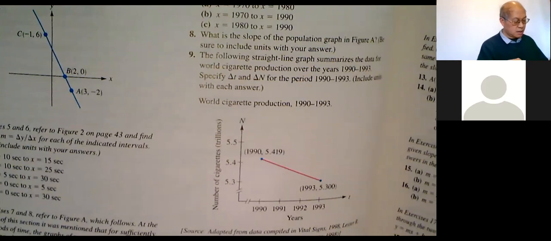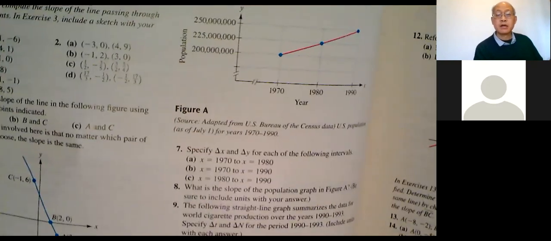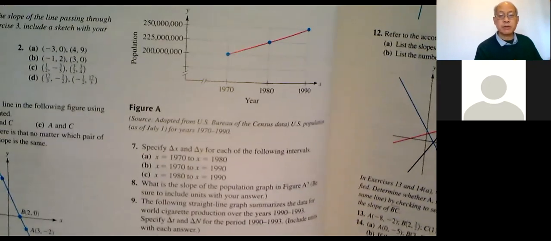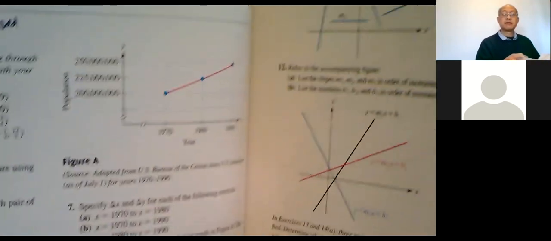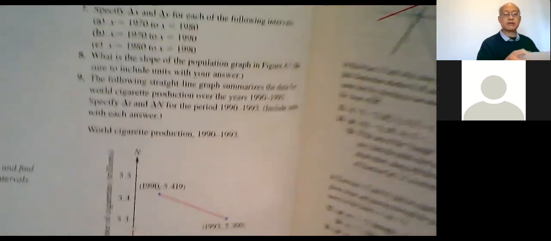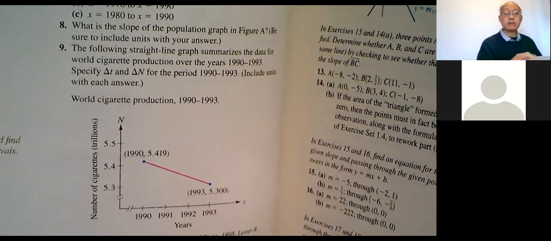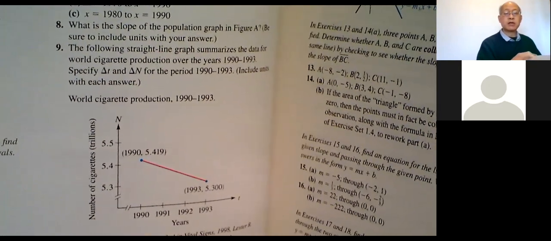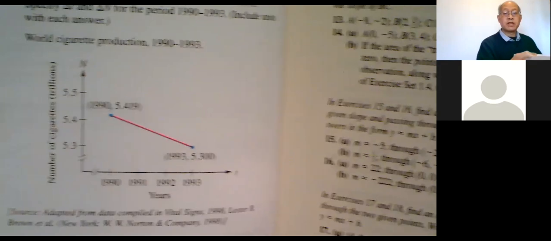And let's see. I believe 7 and 9 are very similar. 7, specify delta x and delta y in each of the following intervals. Okay, so pretty much the same thing. So there's the picture. Okay, so it works the same. How about I do 9 for you, since it's a negative slope, looks like. Okay, so I'll do 9 for you. Let's see. The following straight line graph summarizes data for world cigarette production over the years 1990 to 1993. Specify delta T and delta N for the period. Include units with each answer. Okay, so you have T versus N.